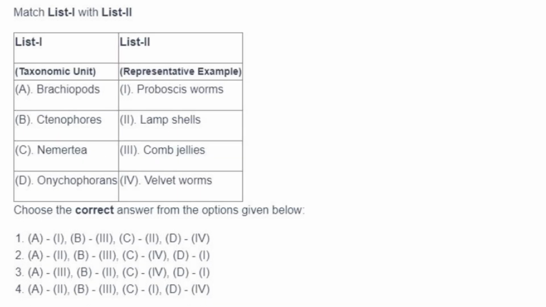Then a taxonomic unit with representative example. Brachiopods, it is lamp shells. Ctenophores, comb jellies. Nemertea, it is proboscis worms. Onychophorans, velvet worms. So the answer is option 4, that is A2, B3, C1 and D4.